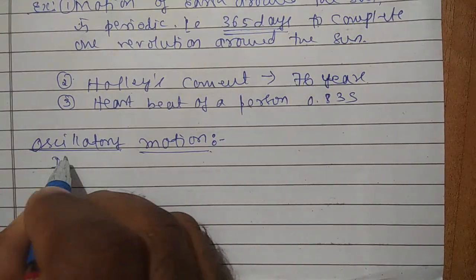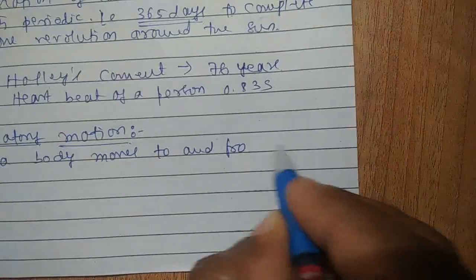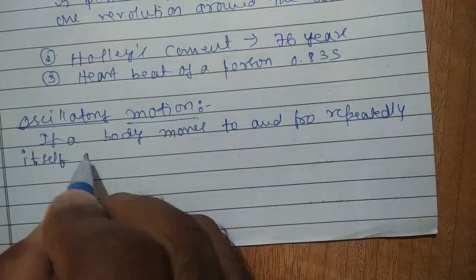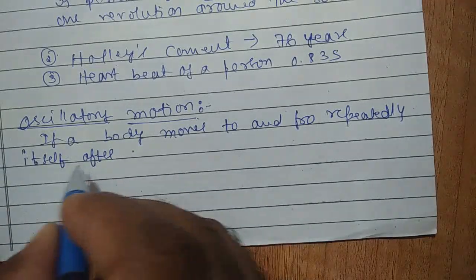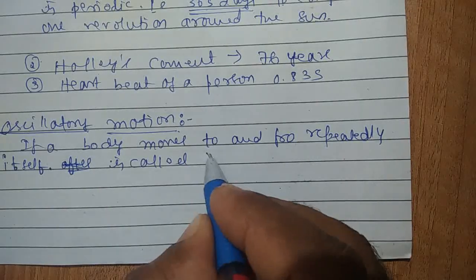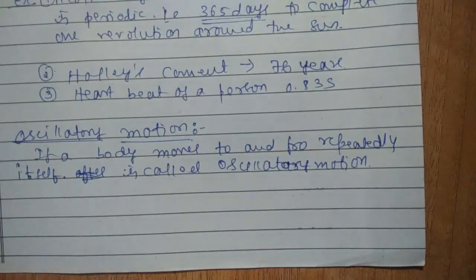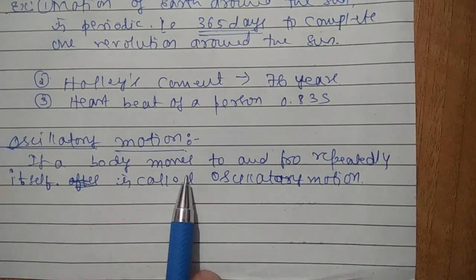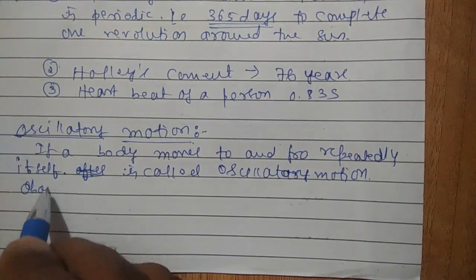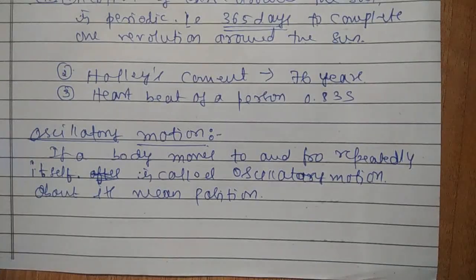So what is that? Oscillatory motion means if a body moves to and fro repeatedly by itself, then that is called oscillatory motion. Okay, so I will repeat it once again. Oscillatory motion means if a body moves to and fro repeatedly by itself, that is what we call oscillatory motion, about its mean position. So this is what we call oscillatory motion.